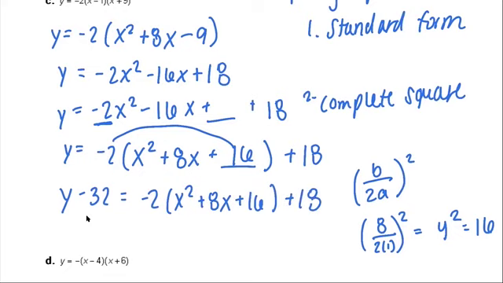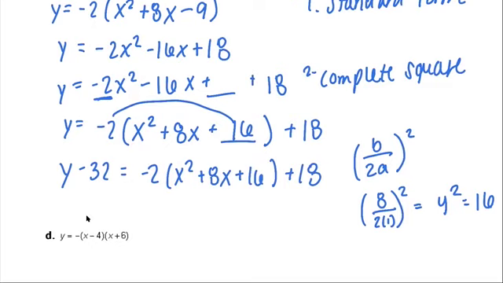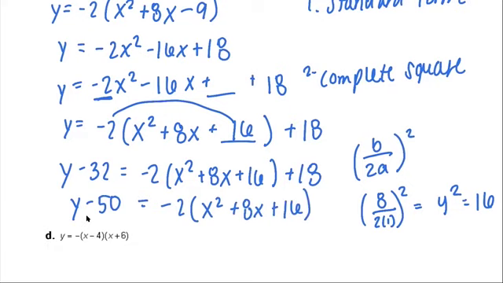We're almost done, I promise, with this one. So we had to add something to the other side. We can now take away this 18 from the other side as well. So I'm left with y minus 50 equals negative 2 times x squared plus 8x plus 16. We're almost there, I promise.